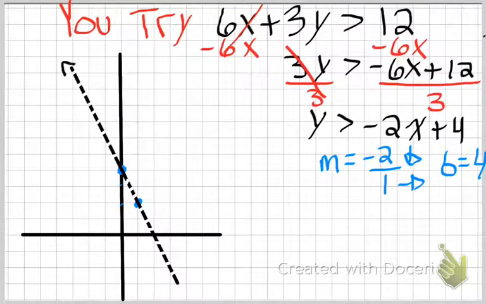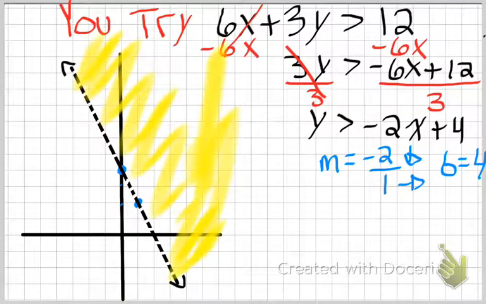You've established that. Now the last thing you have to do is decide whether it's going to be shaded above or below. This is greater than, and because y measures up and down, and our answer is everything greater than this line, that means our answer is everything above this line. So you'll shade this above.